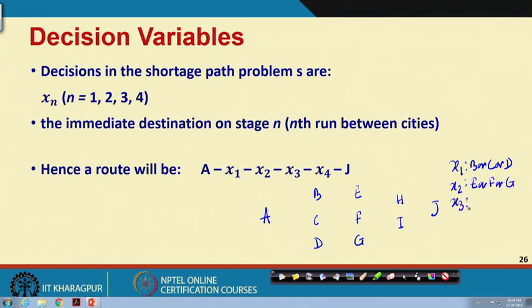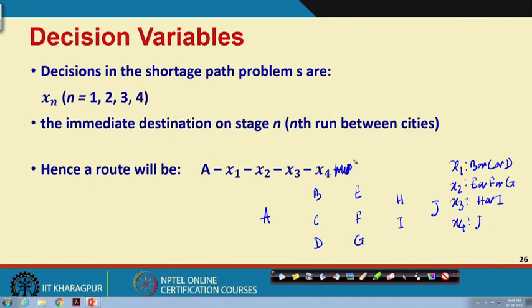x 3 could be H or I, and obviously x 4 is J. So there is no x 4 separately, because that is all, we do not have any other. So we start with A, and then in between there are B or C or D, and then E or F or G, and H or I, and then finally J. There is no separate J here, the x 4 itself is J.